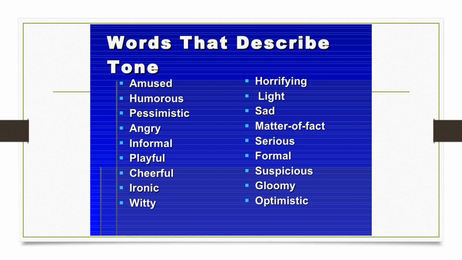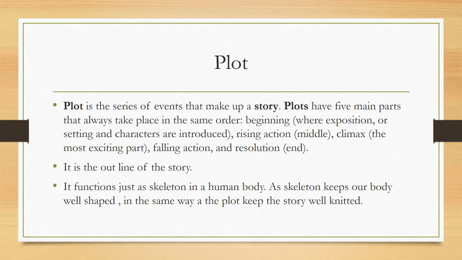Got it? A very, very important element in a story or a novel is called plot. What is plot? Plot is a series of events that make up a story. Plots have 5 main parts that always take place in the same order. Order should be kept in mind of the reader. It should have a beginning where exposition, or the setting and the characters, are introduced.